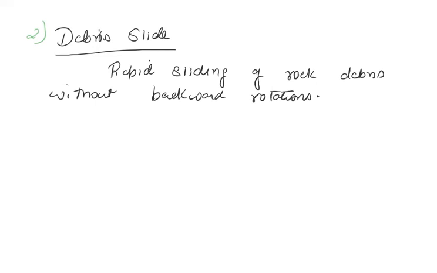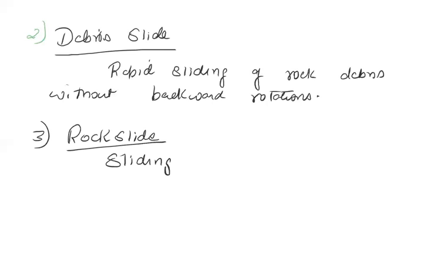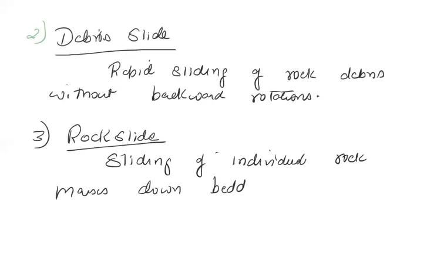And third is rock slide. See, this is sliding of individual rock masses down bedding, joint or fault surface.